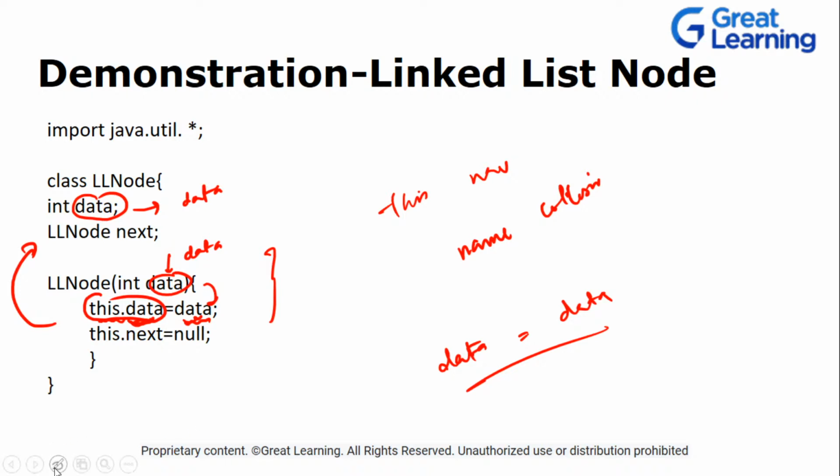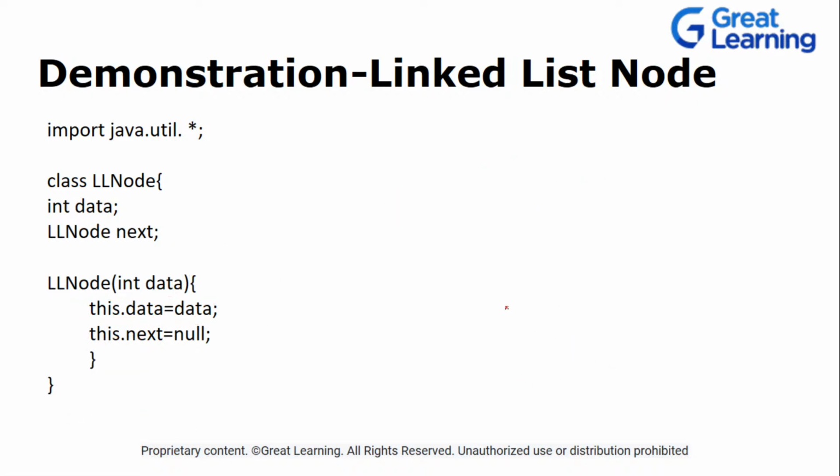If you don't want to use this, it is okay, but it is recommended. Then you just have to remove this data over here, write int d, write d over here, remove this part, and write next equals null. But it is recommended. We want to use this so that we are assigning the data to the data part and null to the next part. That is why we are using this keyword.